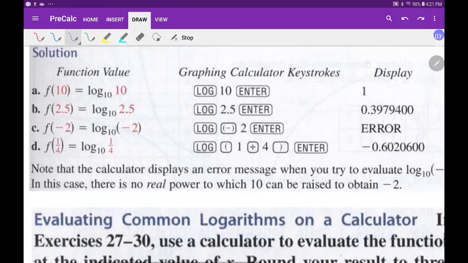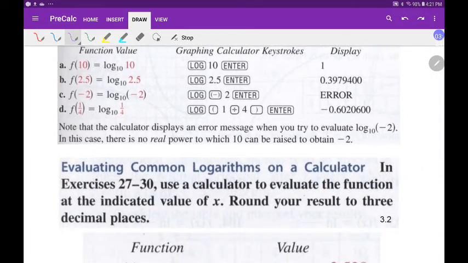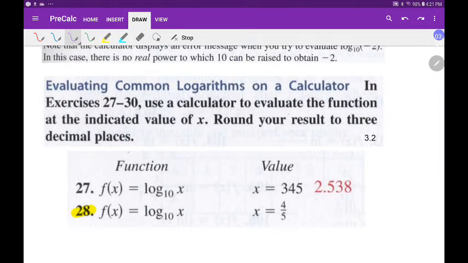Okay, and then I want you to just go ahead and use your calculator. And I just went ahead and included the value that you would get. 10 to the 2.538. Well, 10 to the 2 is 100. And this is more than 100. But it's not 1,000. It's not 10 to the third. So it's something in between 2 and 3. So we like the look of that answer. Okay.